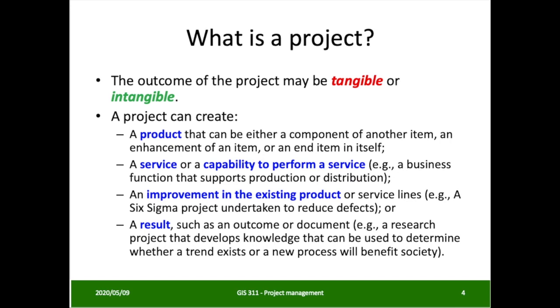Okay, so the project outcome can be tangible or intangible. So it is not necessarily a physical set of maps. It can also be a type of service that you're producing. So a project can create a product, a service, or a capability to perform a service, improvements in an existing product, and a result, such as a research project. So I want you to look at all the research about user studies, summarize this for me in different types of user studies and then write a report on that. That would be a result.